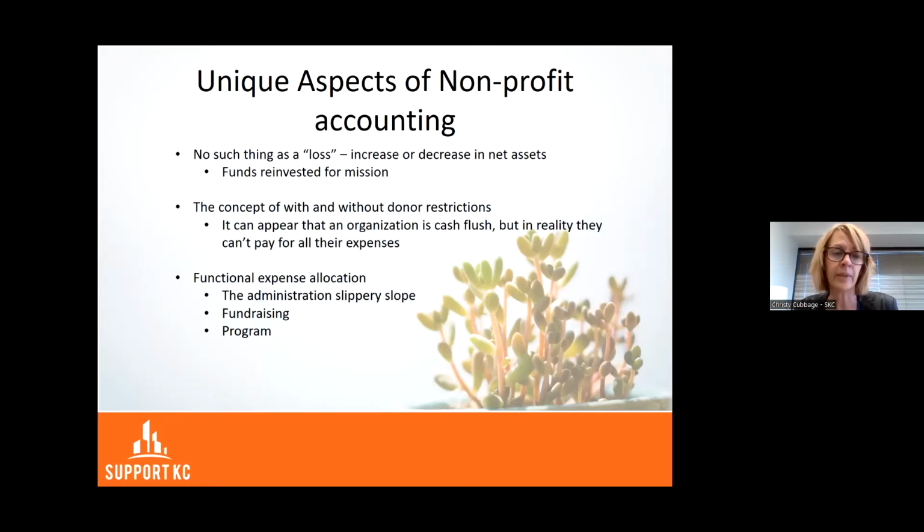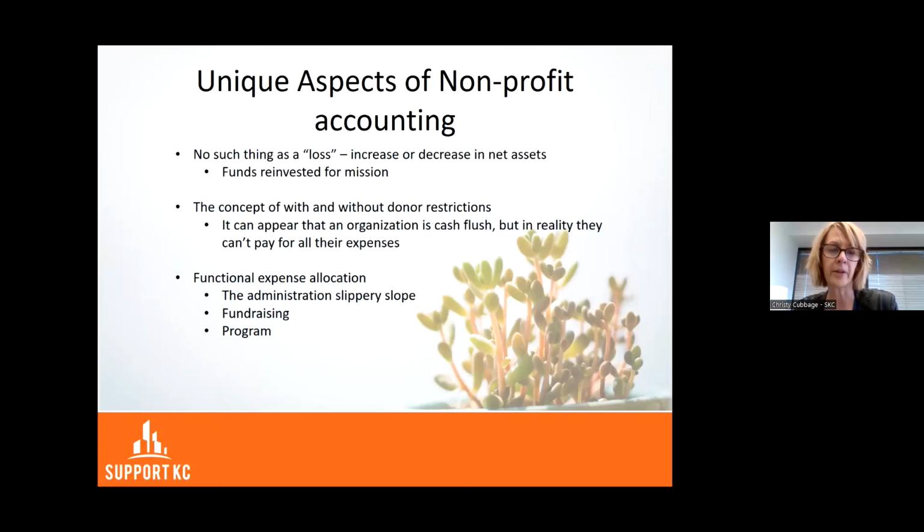Another unique aspect is something that we call functional expense allocation. It's breaking every expense down into administration, fundraising, and program. And if you've ever seen things on Facebook, it's a great example. Someone will share a meme that United Way or, I don't know, there was one rolling around, it was like Red Cross, Red Cross spends 30% on administration. And then some people will say, well, I spend 100% of all of the money received on program expenses.